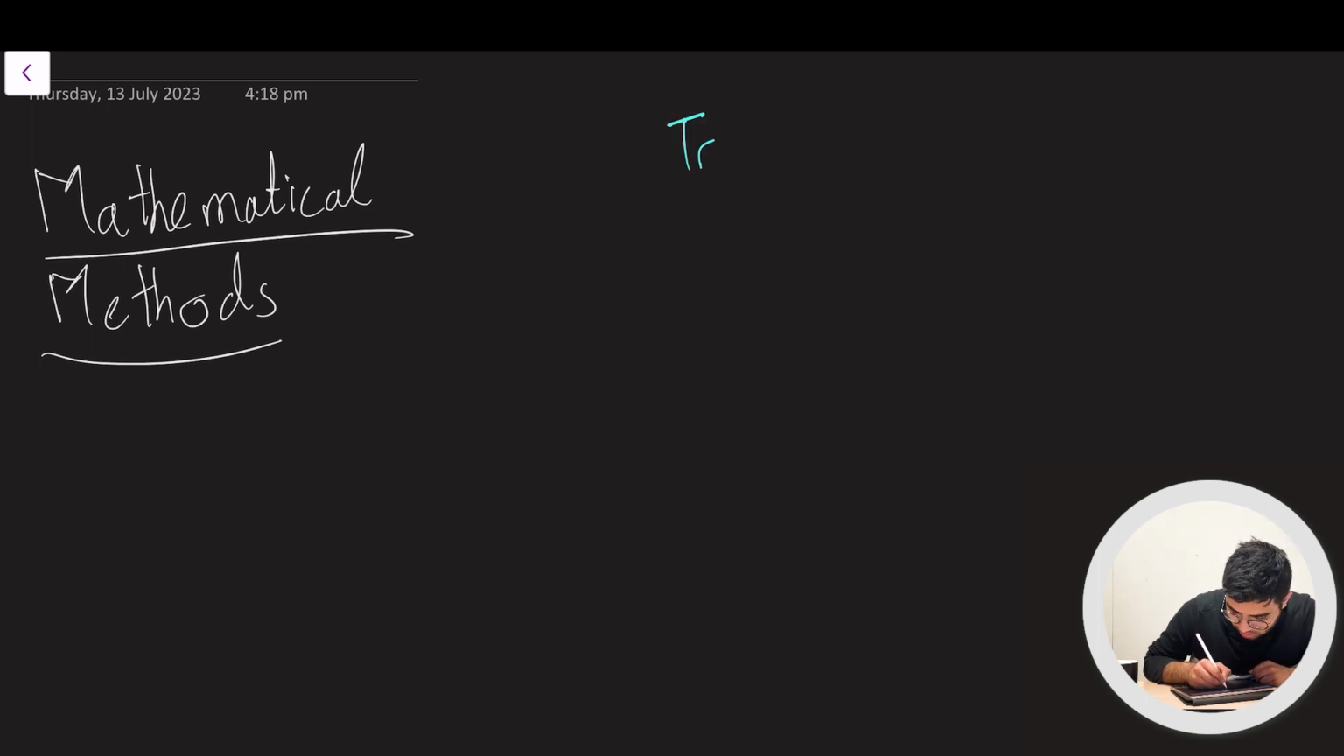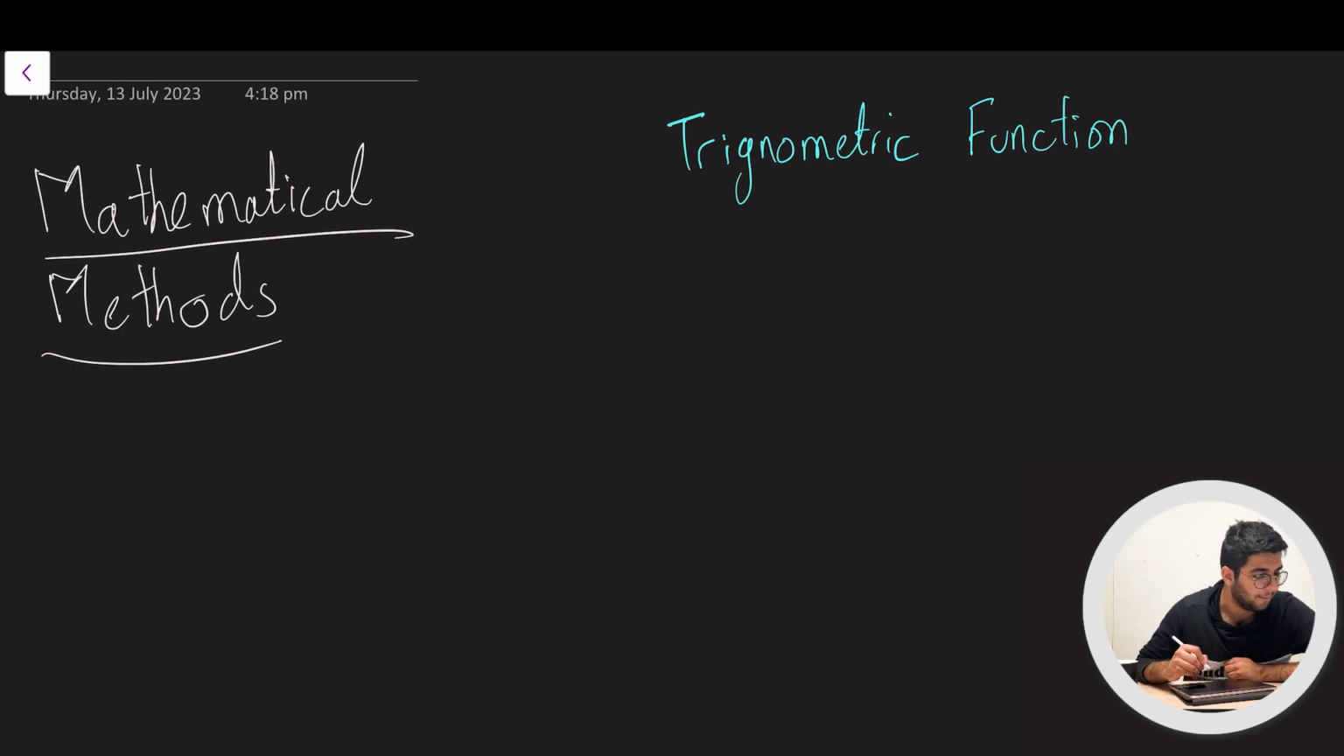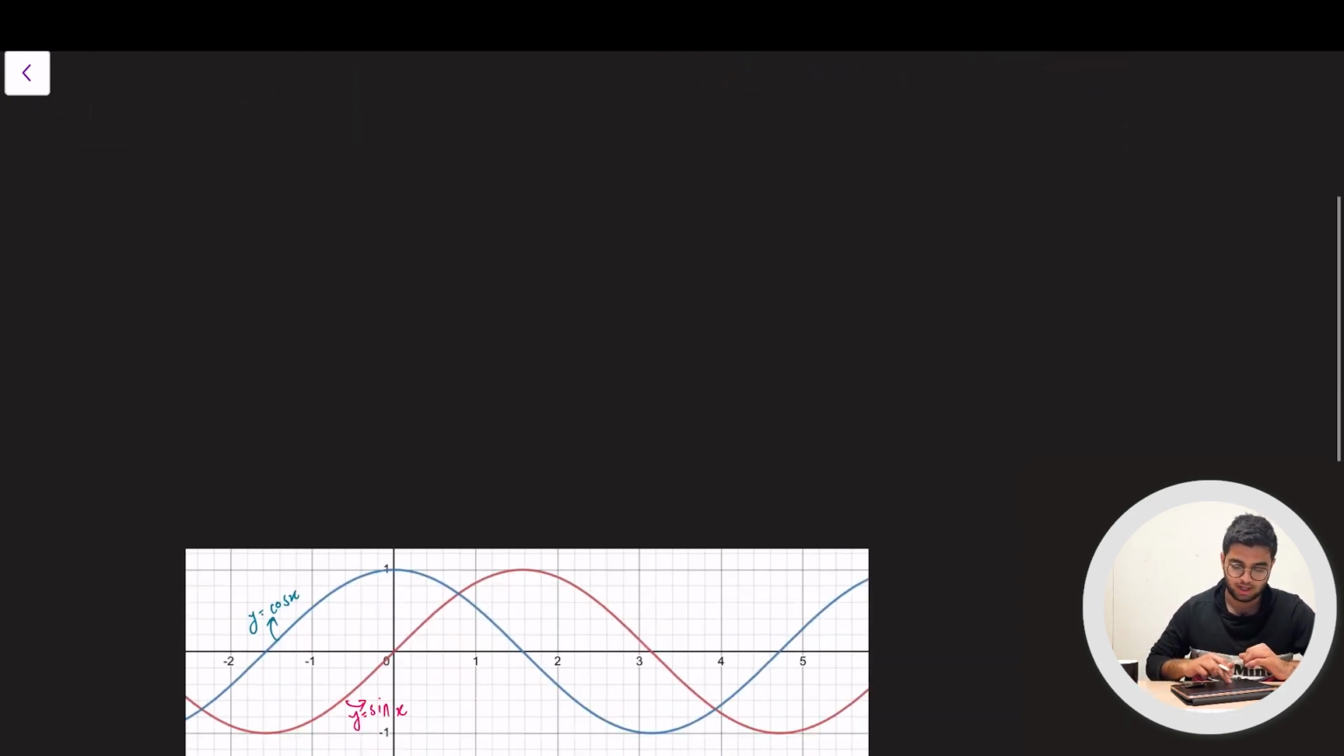This group is called the trigonometric functions. So your sine, cosine, tan, all of those. We are going to try and find the derivatives of these functions, and we're going to start appreciating their beauty and simplicity. So let's get right into it.